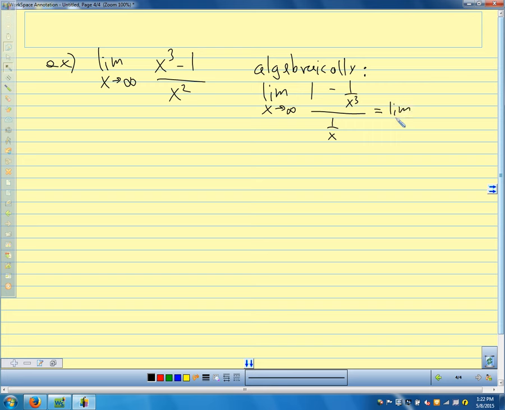We don't need to write the limit again. The limit as x approaches infinity of 1 is just 1, minus the limit as x approaches infinity of 1 over x cubed, which is 0. And the limit as x approaches infinity of 1 over x is 0, so we get 1 over 0. 1 over 0 is undefined. This function is unbounded.